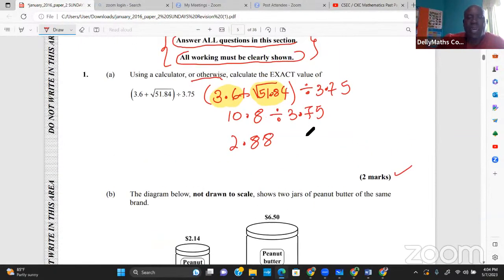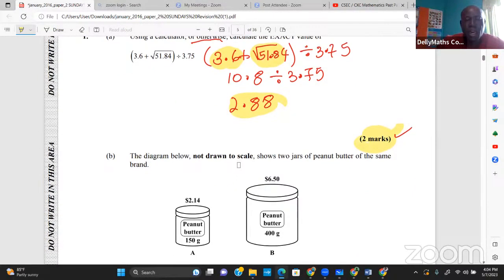So we're looking at 2.88. If you get 2.88, definitely you know that you got your solid 2 marks here. And it's very straightforward use of calculator that they're testing for right there.